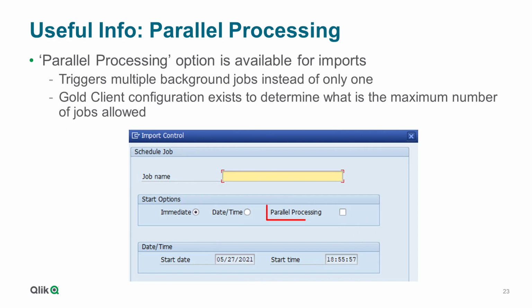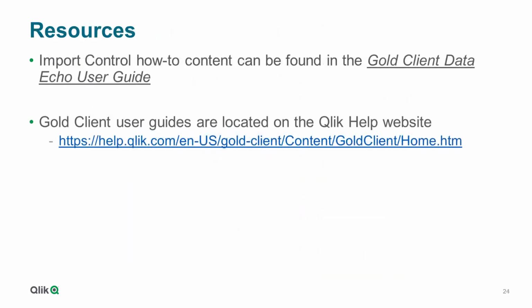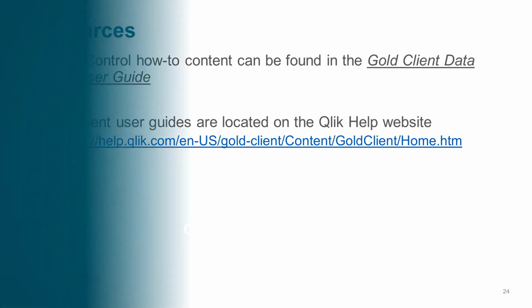The parallel processing option allows the user to initiate their import using multiple jobs versus just one, which is useful for accelerating the completion of the import, especially for larger data sets. Please be aware that Gold Client has configuration that will dictate the maximum number of jobs that can be initiated. For additional information and how-to content, please reference the Data Echo User Guide located on the Qlik Help website.